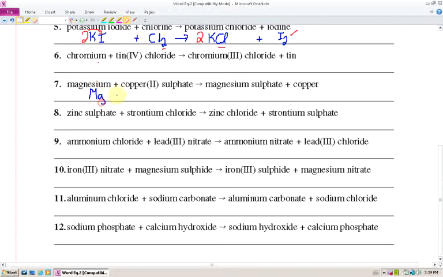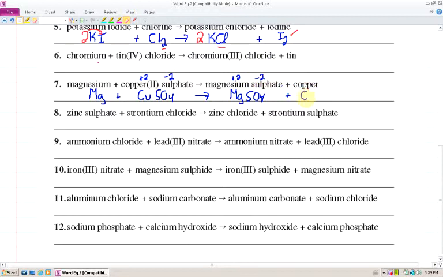Magnesium is Mg, copper is Cu, and this is a +2. Sulfate, if I don't know, I will look up, it's SO4. On the back of the table, it's a -2. Those two cancel out, so I don't need to write any more numbers. Okay, magnesium sulfate, I will write the same way. If I didn't know, magnesium was a +2 and sulfate -2.